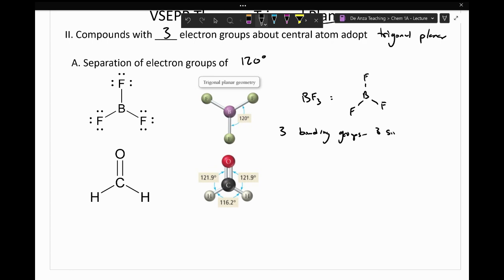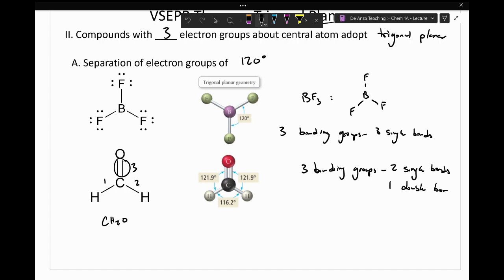So 3 single bonds. And then we have something like formaldehyde to the left, this CH2O. And we've drawn the correct Lewis structure here. And we have 3 bonding groups, 1, 2, and 3. So we have 3 bonding groups, and those 3 bonding groups are 2 single bonds and 1 double bond.